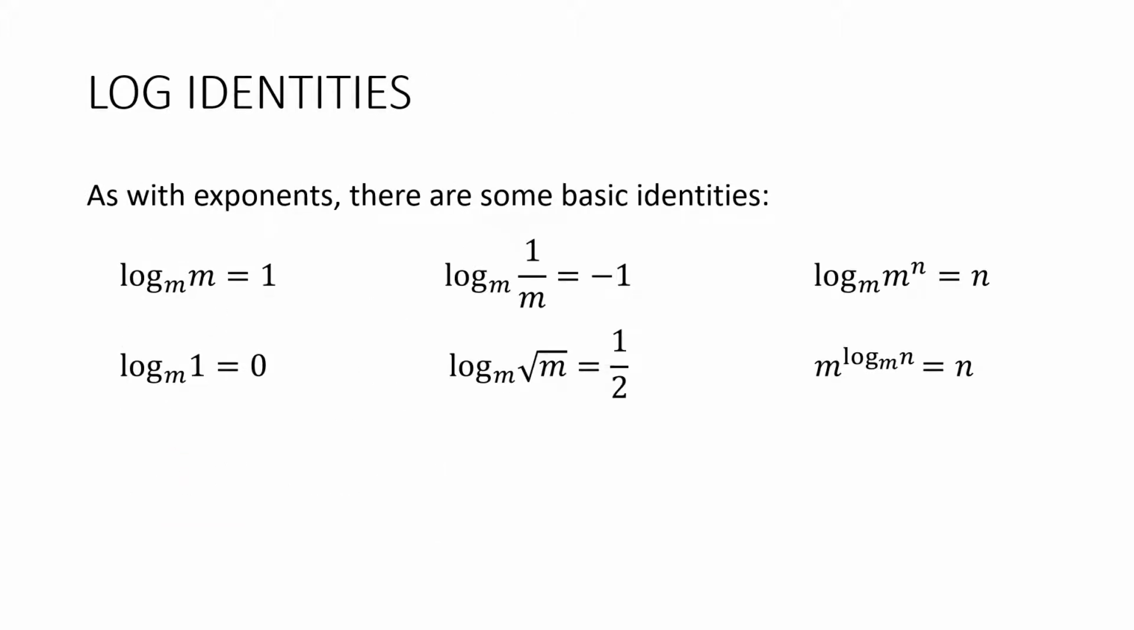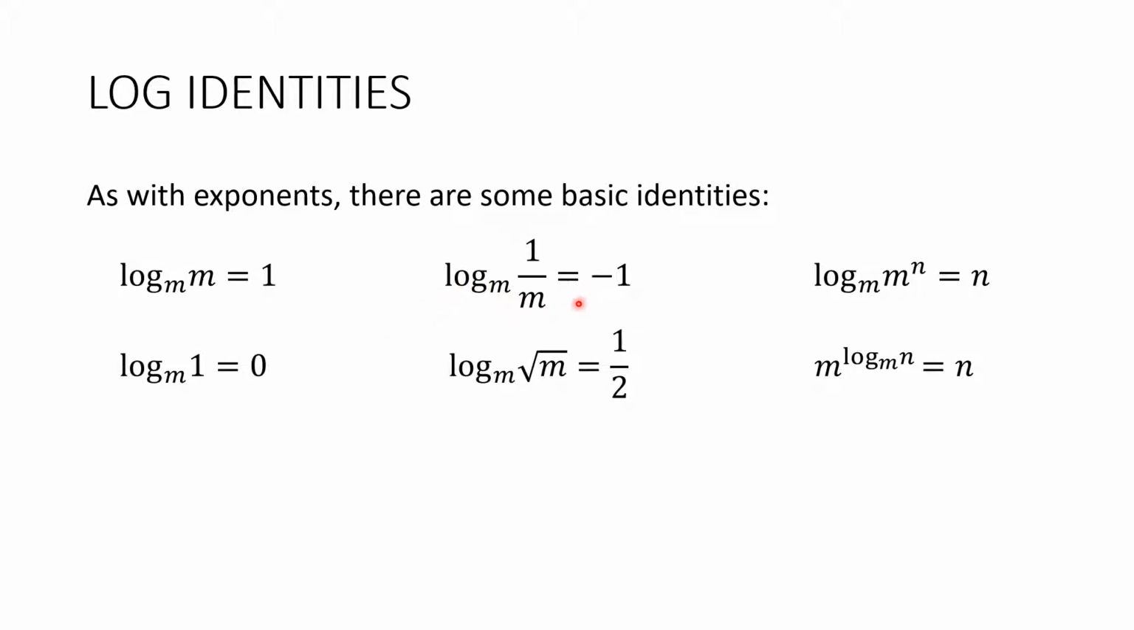And that's going to lead us nicely into some basic identities. So let's have a look at these. When these two match, this is equal to 1. Let's have a look at why. M to the power of what equals m? 1. M to the 1 is equal to m. This one, log base m of 1 is equal to 0. M to the power of what equals 1? M to the naught equals 1.